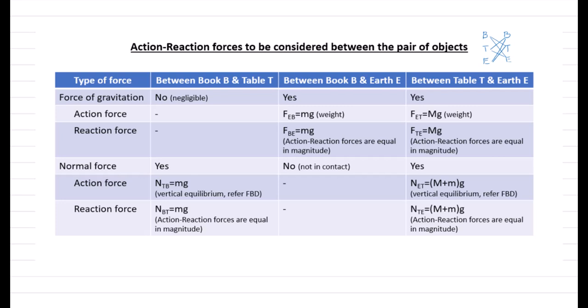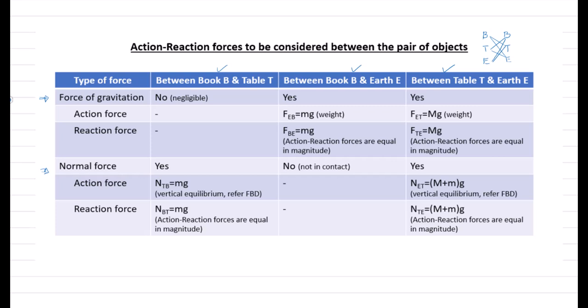As far as the pairs that need to be considered are concerned, I've listed them over here. In this column, I have put the pair of the book B and table T, the second pair is the book B and earth E, and the third pair is between table T and earth E. And we know that there are two types of forces that we need to consider: one is the force of gravitation, and the other is the normal force. So we have three pairs and two types of forces between them. So 3 times 2 gives 6 pairs of forces, because it's action and reaction. And these are the 6 pairs of forces which we are going to talk about.